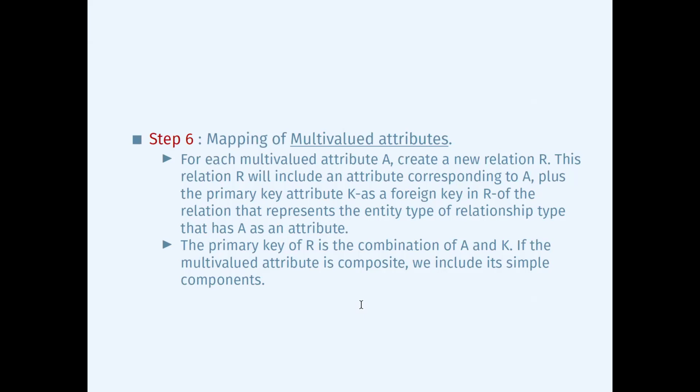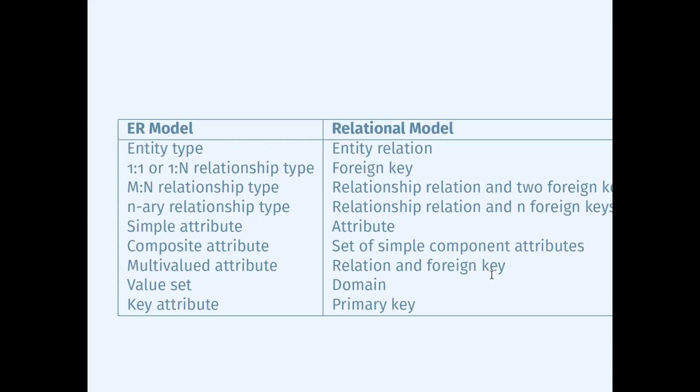Then the primary key of R is a combination of A and K. Right. So that's how we map it.